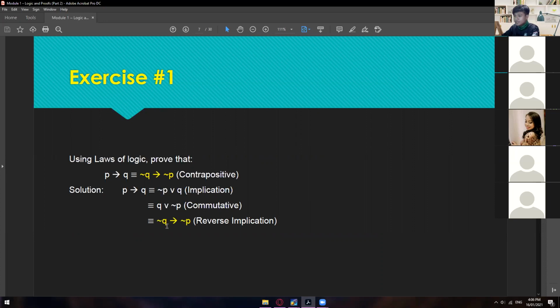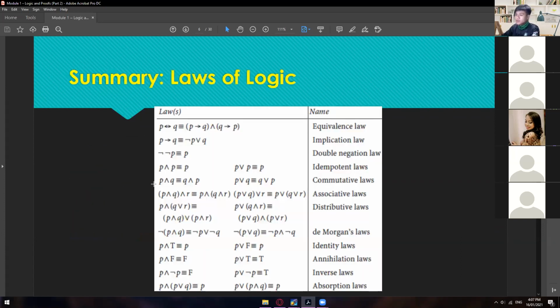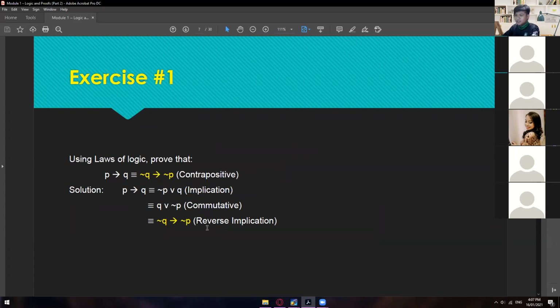So why reverse implication? Because the process of implication is turning a conditional into an or, but if you're going to apply inverse implication, it would be or into conditional. Okay, so that is why we call that one reverse implication. So as you can see right here, the first one was now negated, and then this or became conditional, and then the conclusion will stay as it is.